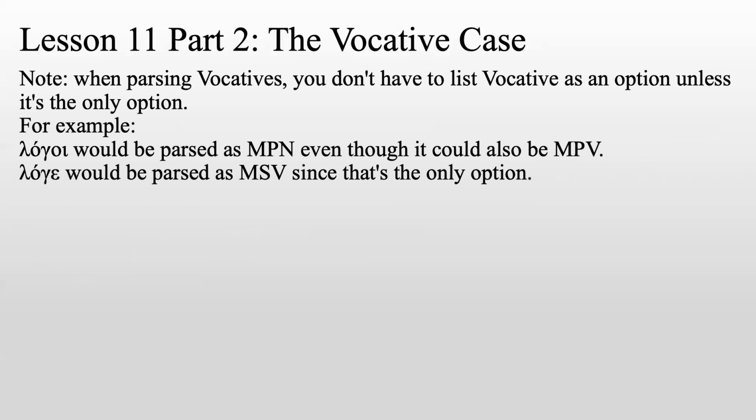Now note, when parsing vocatives, you don't have to list vocative as an option unless it's the only option. So for example, logoi would be parsed as masculine plural nominative, even though it could also be masculine plural vocative. That's because the times that it's going to be vocative are so rare, it's not really worth noting that as a parsing option, unless, like this next one here, logë, we would have to parse it as masculine singular vocative since that's the only option for it.